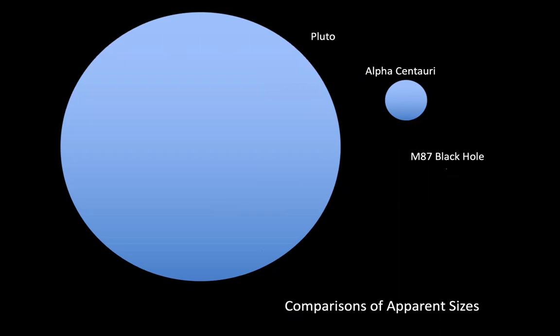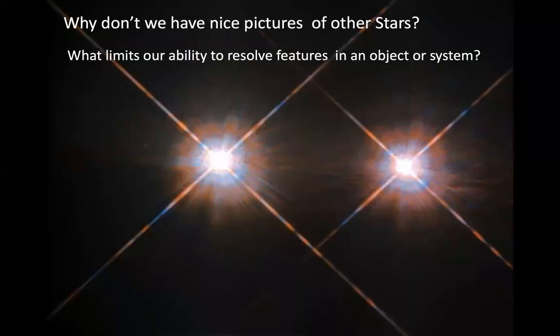So in order to see things like this black hole or other stars, you need a telescope with an extremely high spatial resolution, something that is able to see very fine details. Now, you might say, well, why don't we just get telescopes that can do that? Our ability to resolve fine details on the sky is limited. We can't see infinitely sharp details.